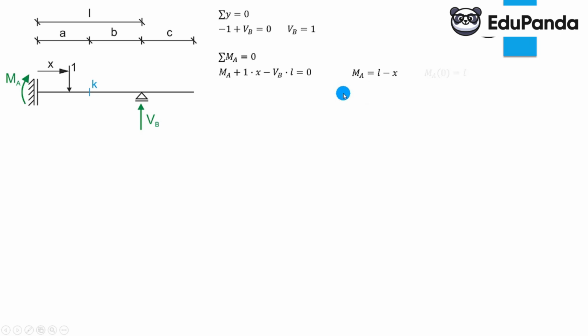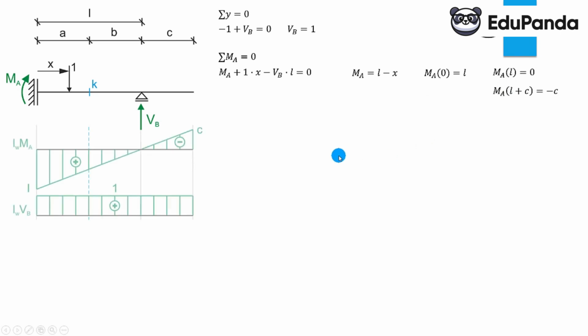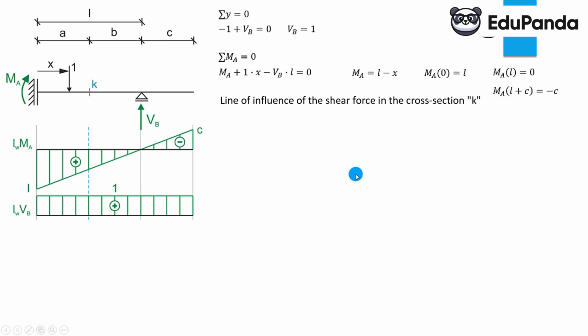I check for coordinate 0, for coordinate L. And I can check here at the end for coordinate L plus C. For coordinate 0, it is L. For coordinate L, it is 0. And for coordinate L plus C, it is minus C. Now we draw these lines of influence. Here we have from minus L through 0 to C, and here we have a positive one throughout the length of the beam. And now the shear forces.